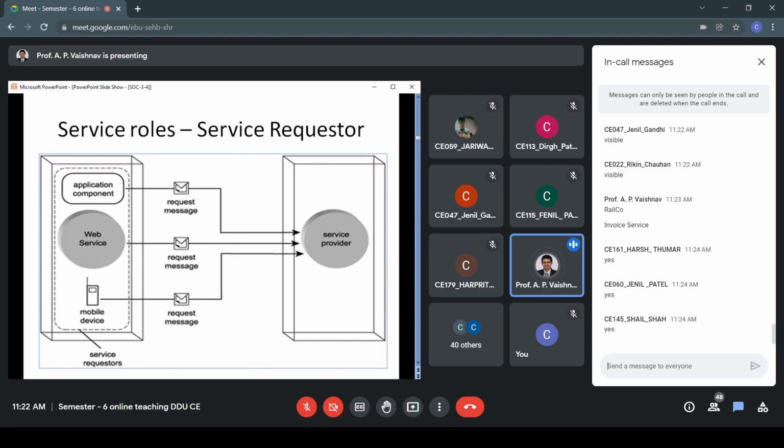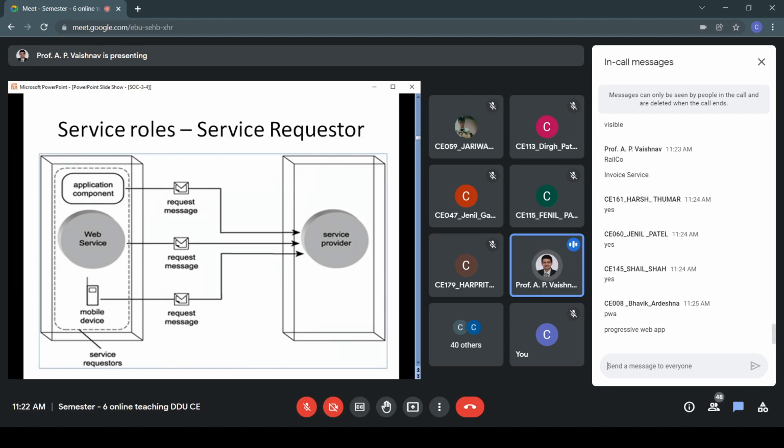Another option is you can have an application component. Now, can anyone tell me what is application component as a requester? Neither a web service nor a mobile device. Then what it can be? PWA, can you elaborate on that, Bhavik? Yes, progressive web app. Yes, yes, correct, right?